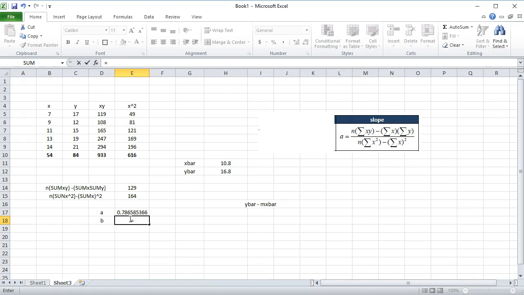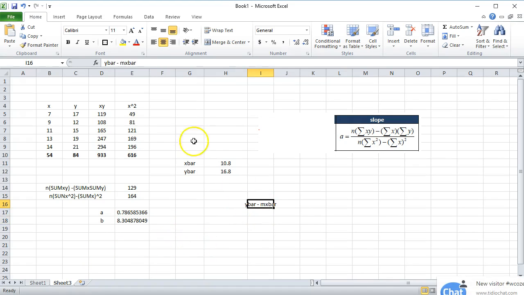So we're going to say equals y bar minus slope, which is our a. I was calling it m, I should have been calling it a. And we get 8.3, like so. Forgot that we call our slope a in Unit 2.